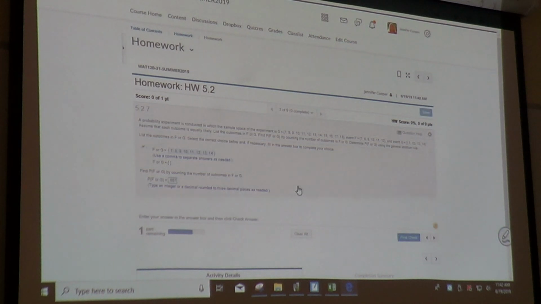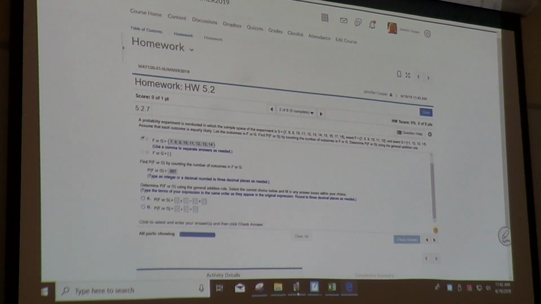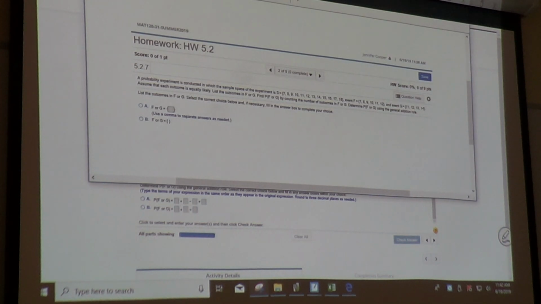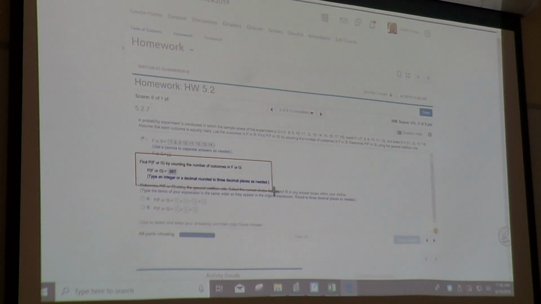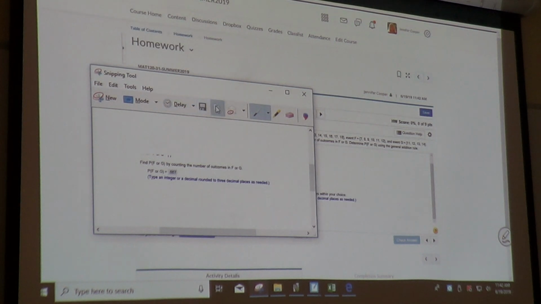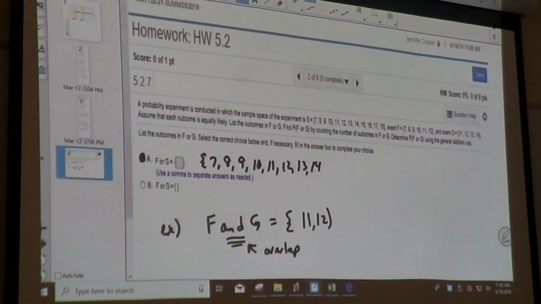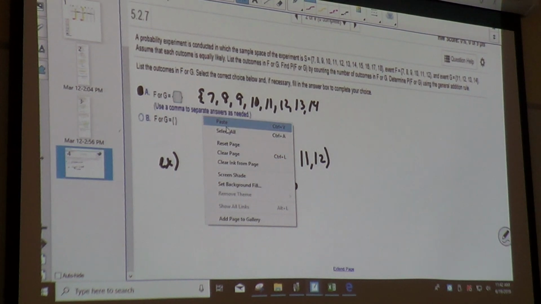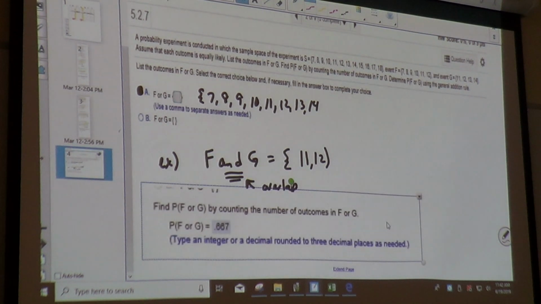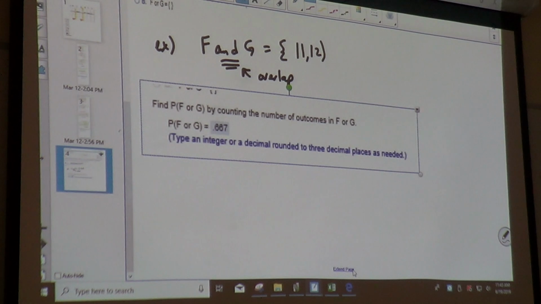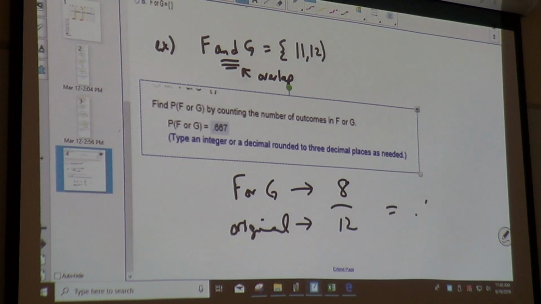Yes. Hold on, let me put it out here, because I do remember doing that one. Copy. That way you'll have it in your notes. And y'all, anytime you get stuck, go out there and look at it. So F or G was a size of 8. The original was a size of 12, and that gave me the 0.667. All right, what was the next one?